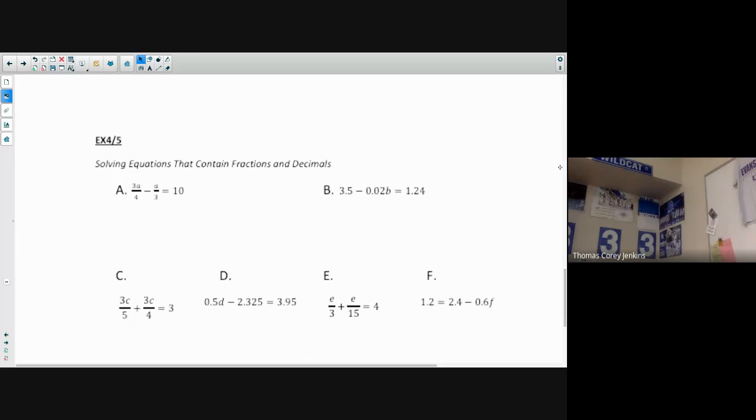All right, so looking at example 4, it's 4 and 5, I combined them, but I just want to look at the ones that are A, C, and E, those ones that have a denominator. If you made it to this point of the video, what I did to solve A is multiply both sides by 12, because that's the lowest common denominator for 4 and 3. I solved C by multiplying both sides by 20, because 5 and 4 both go into 20. And I didn't solve E, but if I did, I would multiply both sides by 15, because 3 and 15 both go into 15. And that gets rid of your denominator, okay?